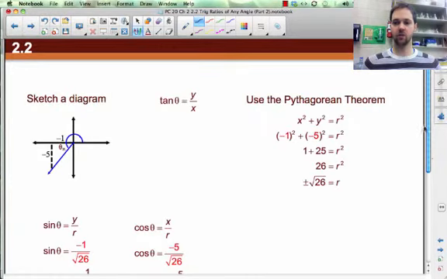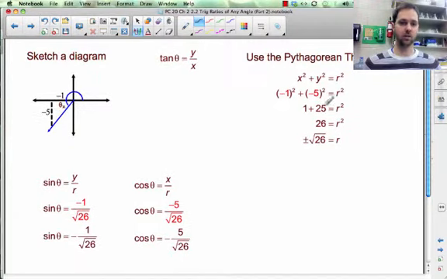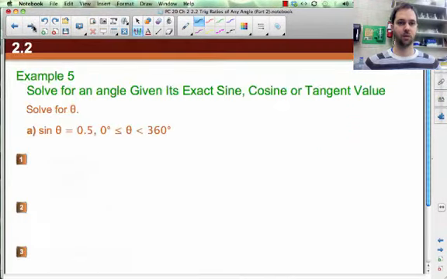Okay, welcome back. Here's the solution for example 3. Hit pause, take a look, compare it to the one that you just did. Example 5, I guess we're skipping example 4. Solve for an angle given its exact sine, cosine, or tangent value. This one will be really quick.